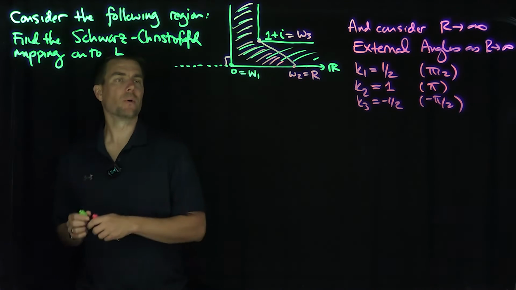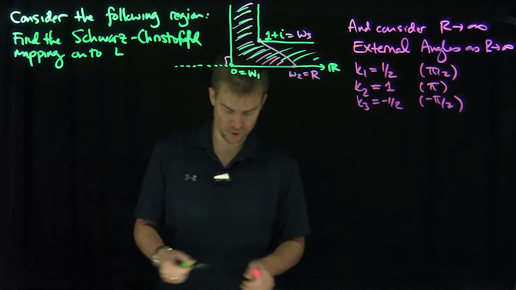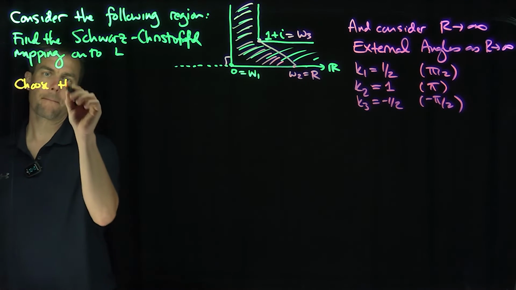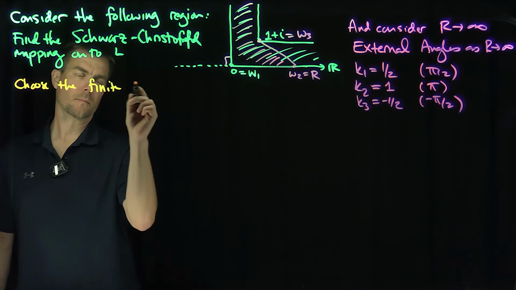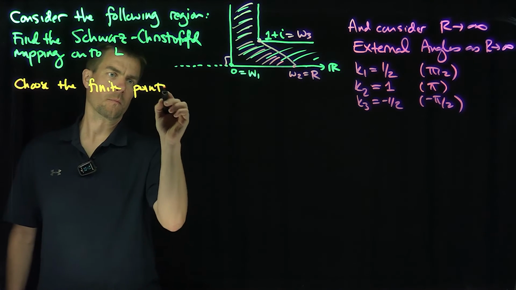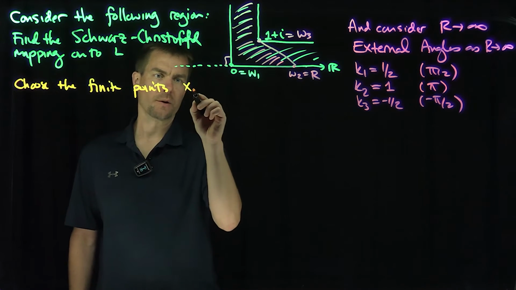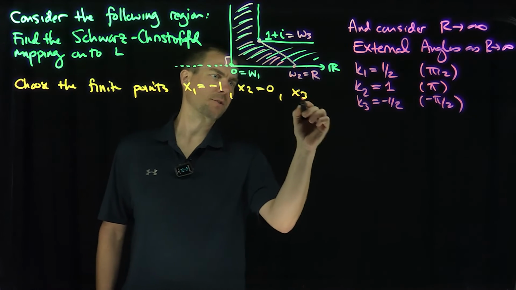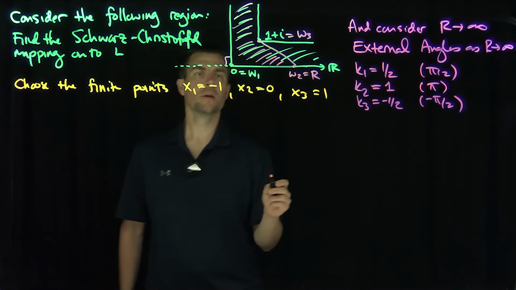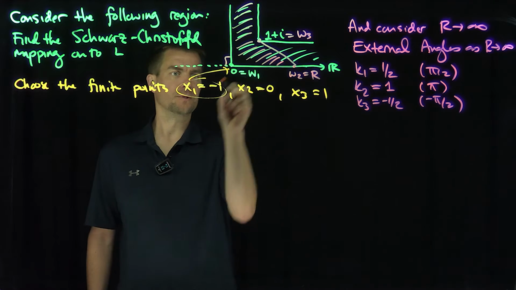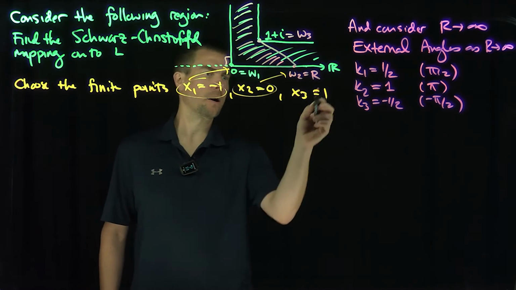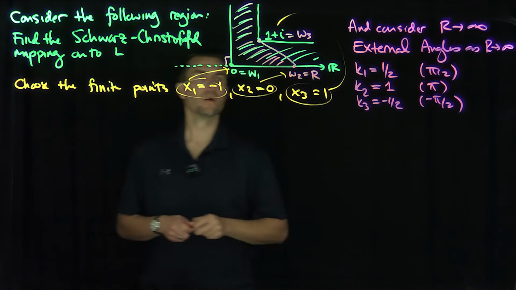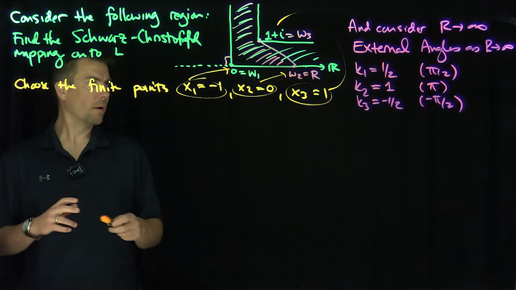Good. And so now what do we do? So now we can write down our Schwarz-Christoffel transformation. We're going to choose the finite points. X1 is -1, X2 is 0, and X3 is equal to 1, okay? So X1 is going to map to 0, X2 is going to map to R, and then X3 is going to map where? Over here, to that point. Excellent.